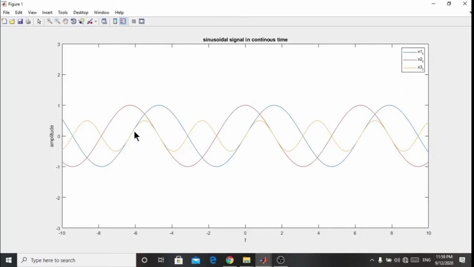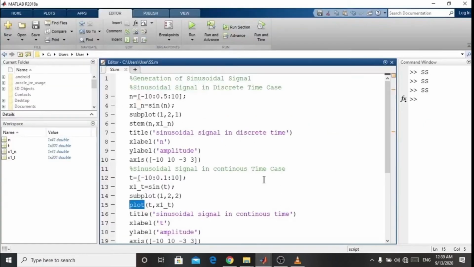So let's get it like this. This blue represents sine of t, the red graph represents cos of t, and this yellow is its product. In this way we can do signal multiplication.